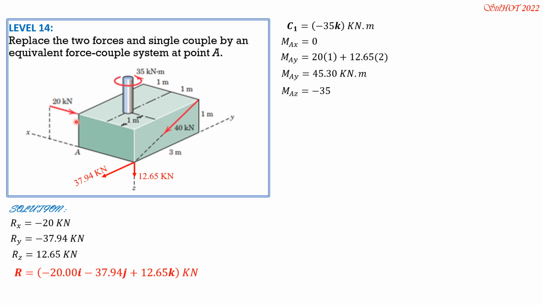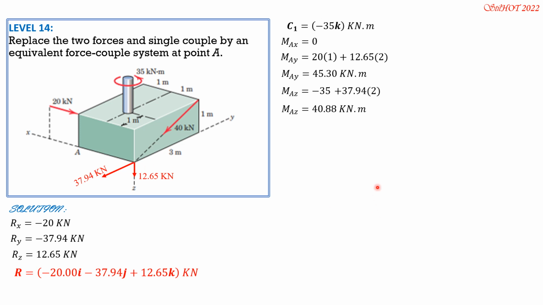Of course, the 20 has no moment about AZ. It acts on the AZ axis. 12.65 is parallel to the z-axis, so they are not involved. So negative 35, then plus 37.94 times 2. So MAZ is equal to 40.88 kilonewton meter.